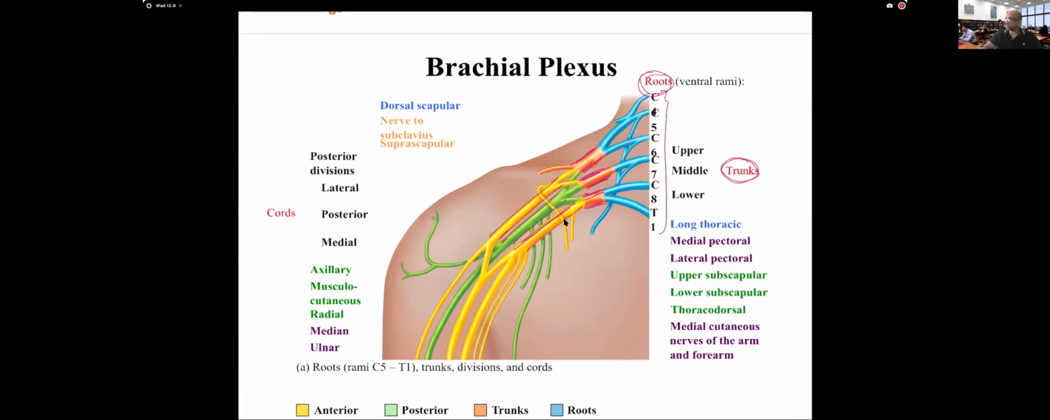And the branches from the cords are what we're going to call the nerves. So if we are looking here at the order by which the brachial plexus is going to be arranged, we start first by roots, next is going to be trunks, next is going to be cords, and finally is going to be my nerves.